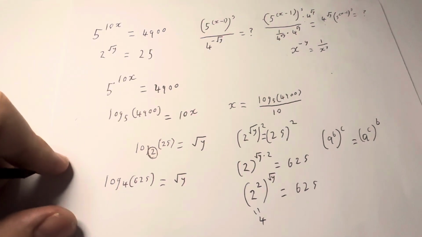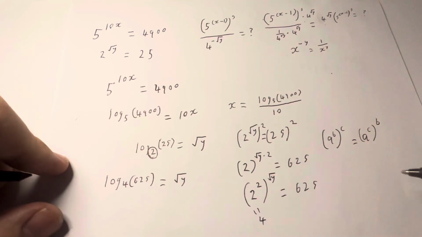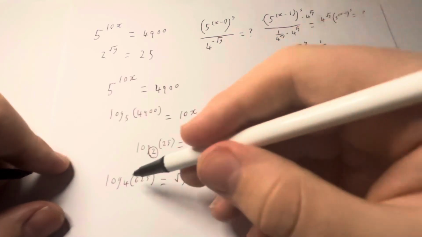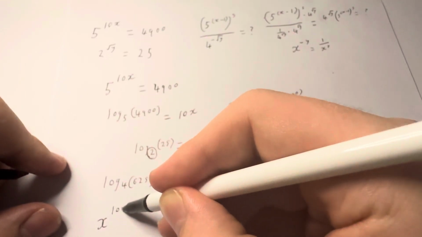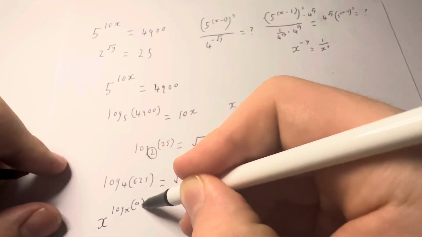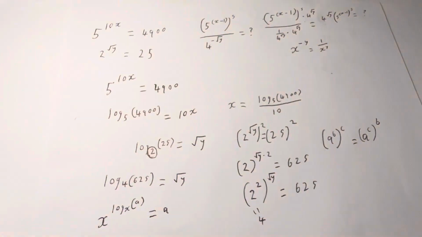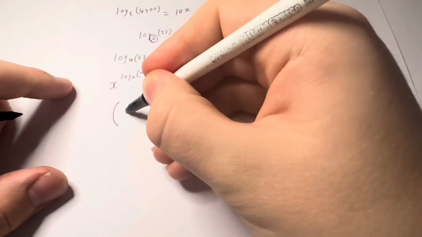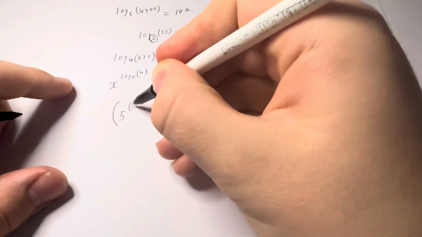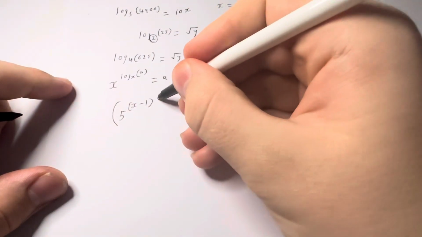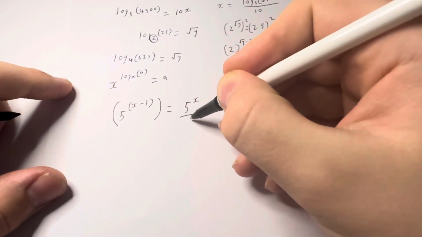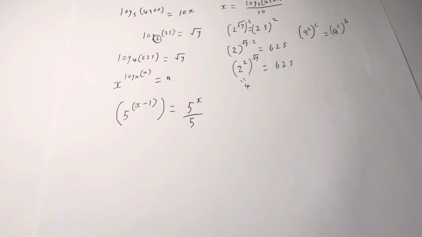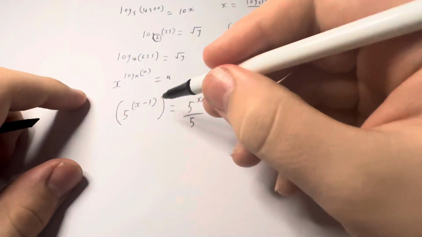Okay, now let's do the final substitutions. We have square root of y is equal to this thing. So when we have x to the log of x and then a, this will just give us a. So when we have 5 to the x minus 1, this is the same as 5 to the x divided by 5. So let's plug it in.